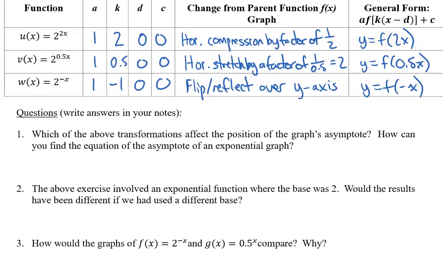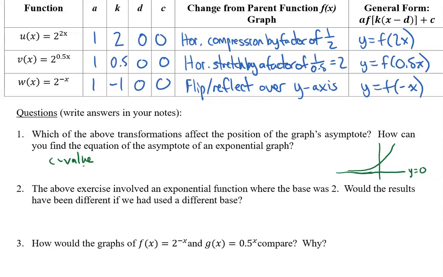So there's the rest of that chart filled in. Now it asks 3 questions. The first question says, which of the above transformations affect the position of the graph's asymptote? Well, anytime we shift it up or down, that affects the asymptote, because as we know, for example, we know this for any function. If it's a positive base, it's going to get closer and closer to this line y equals 0, but never actually touch it. And so the value that changes that is the c value, because if you shift it up, that's going to bring the asymptote up. If you shift it down, it's going to bring the asymptote down.